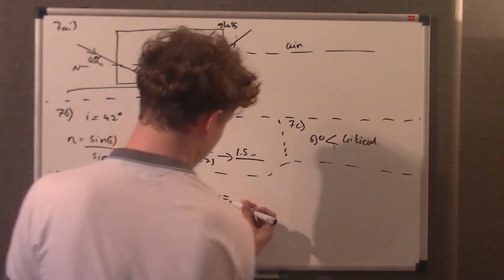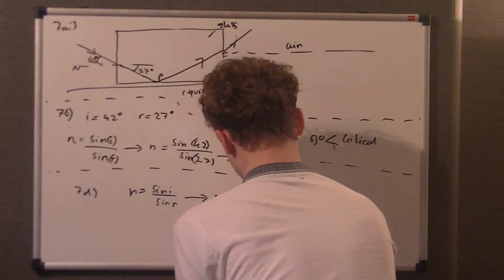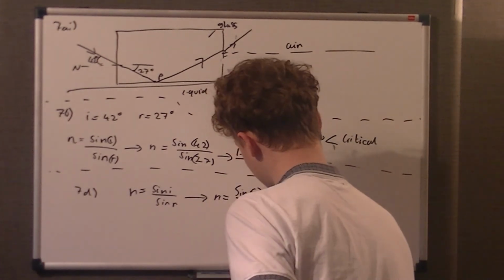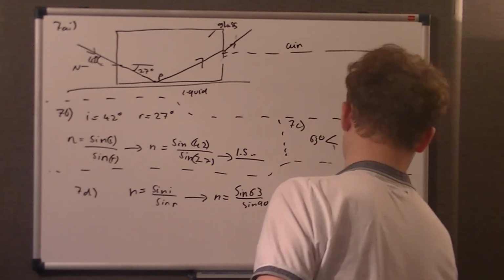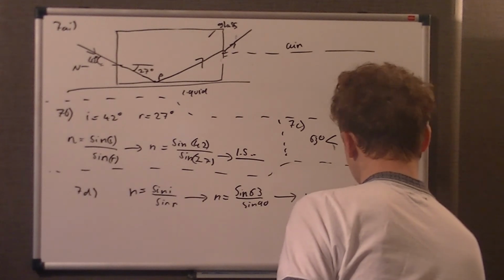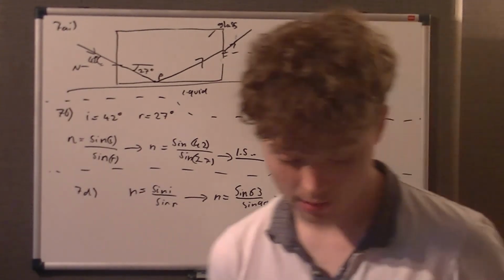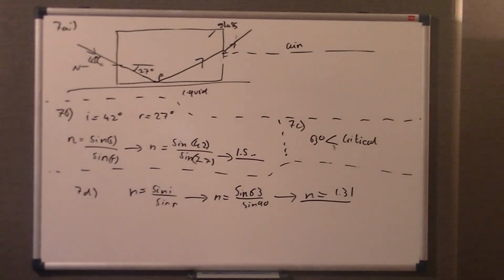N is equal to the sine of 63 over the sine of 90. And if we substitute that out, we get n is equal to 1.3, or 1.31, depending on how you've rounded it. That is the end. Well done. You've reached it, and see you in the next one.